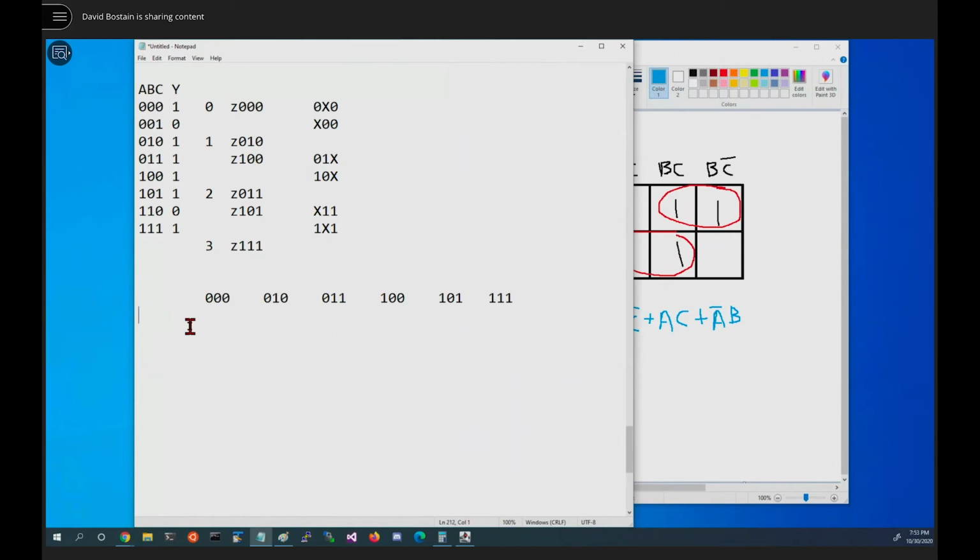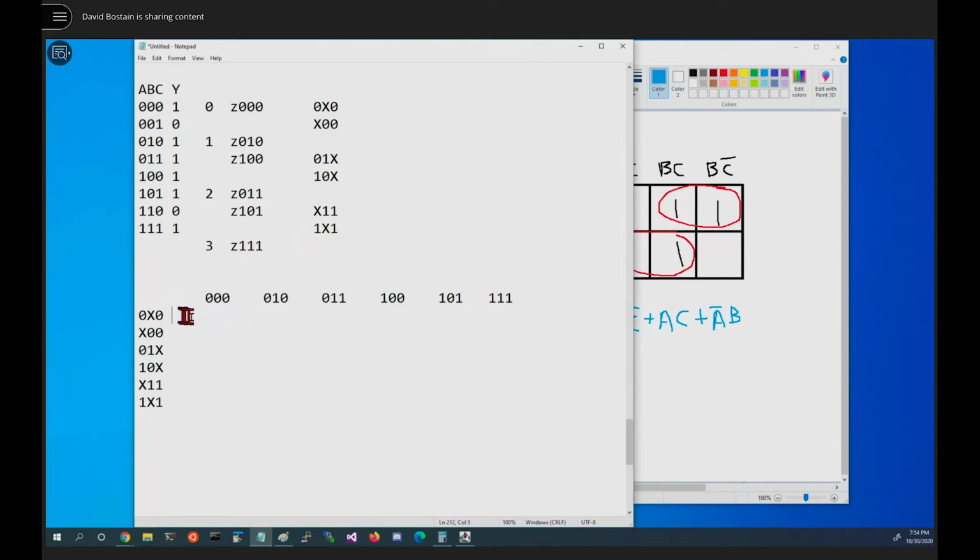So we have 0x0, x00, 01x, 10x, x11, and then 1x1. Everybody agrees with that? These are the prime implicants, and we're looking for the essential primes. So what we need to do first of all now is we have to mark which ones are covered.